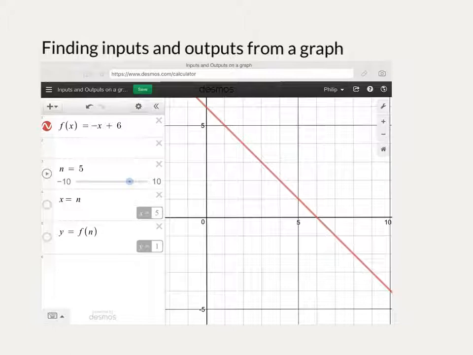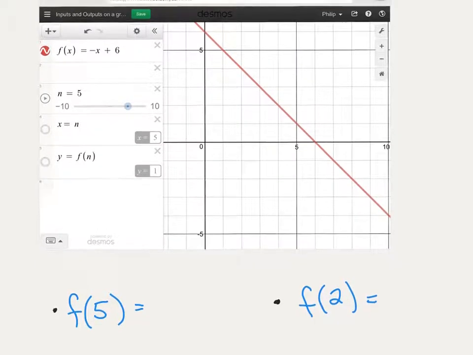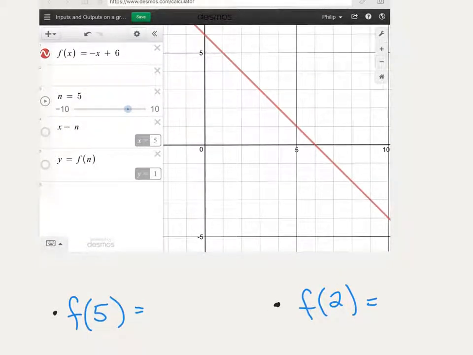With that in mind, some typical questions that we might see would be something like this. I might ask you to evaluate the function at a particular value. In this notation, f is the name of our function and this is representing our input. So I want to know what is the output of this function, f, when I have an input of 5.